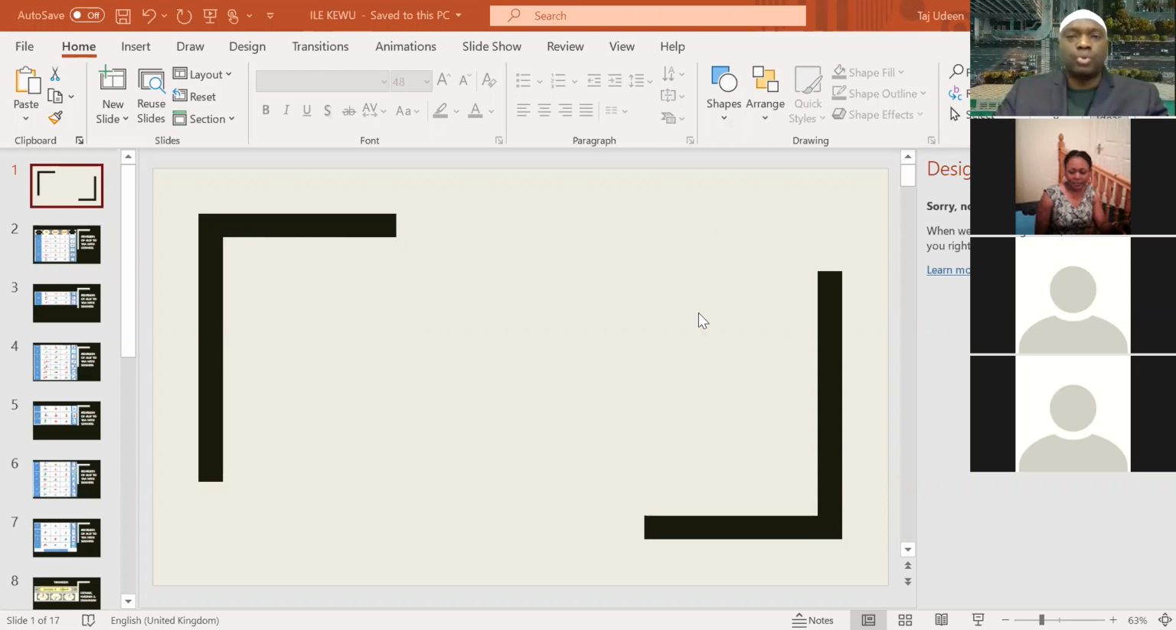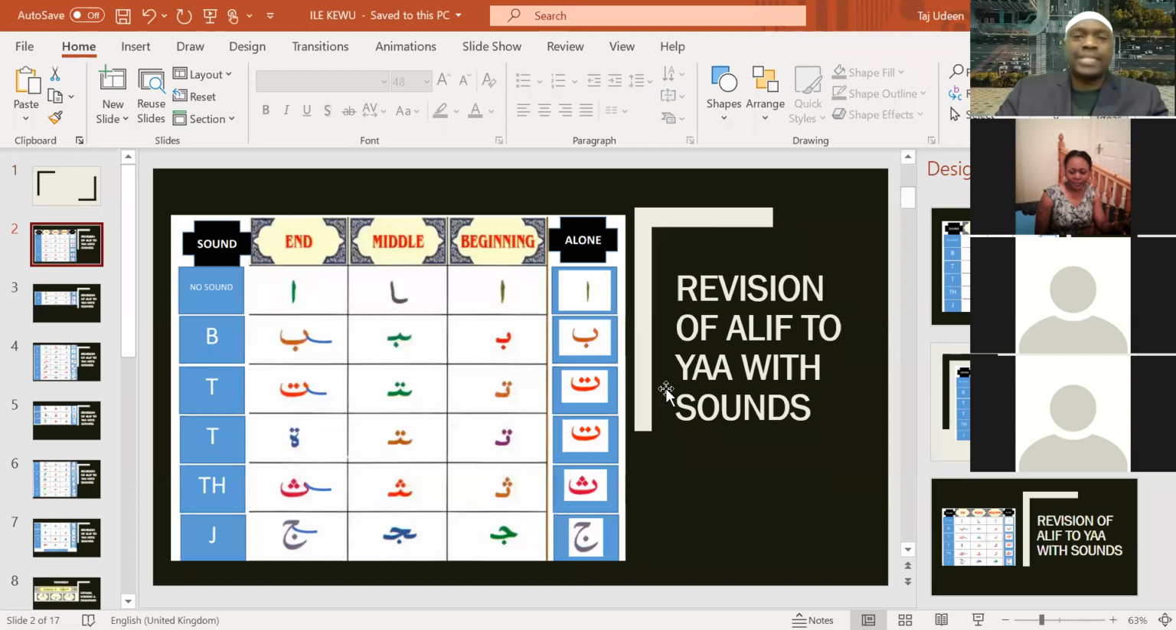Now, revision there, inshallah, based on what we have done so far. Bismillah. Now we've started Alif to Ya. We did it. This is just a revision.